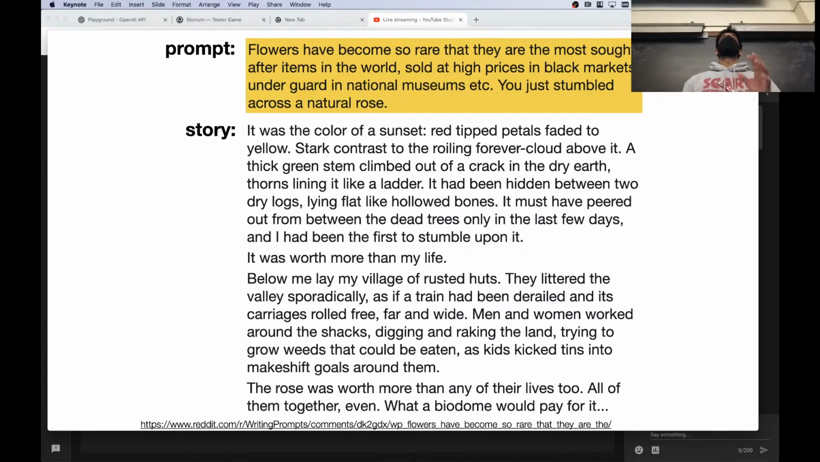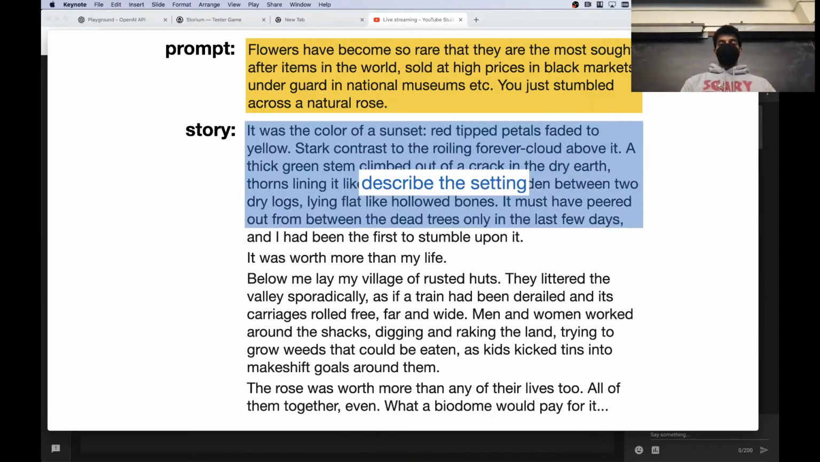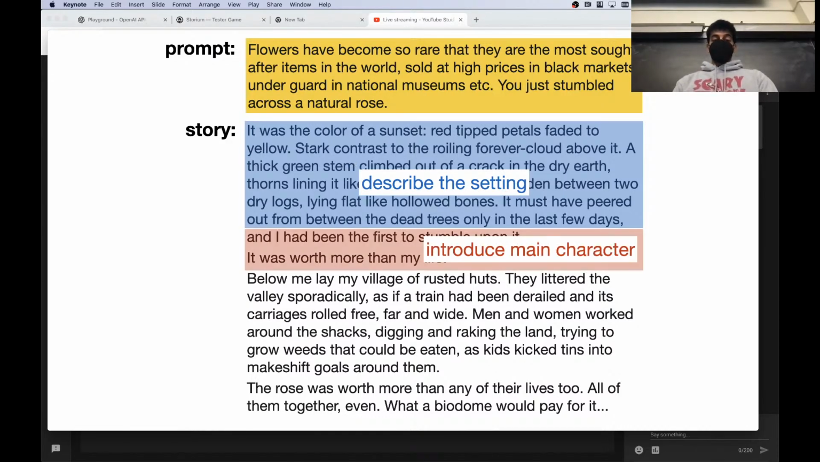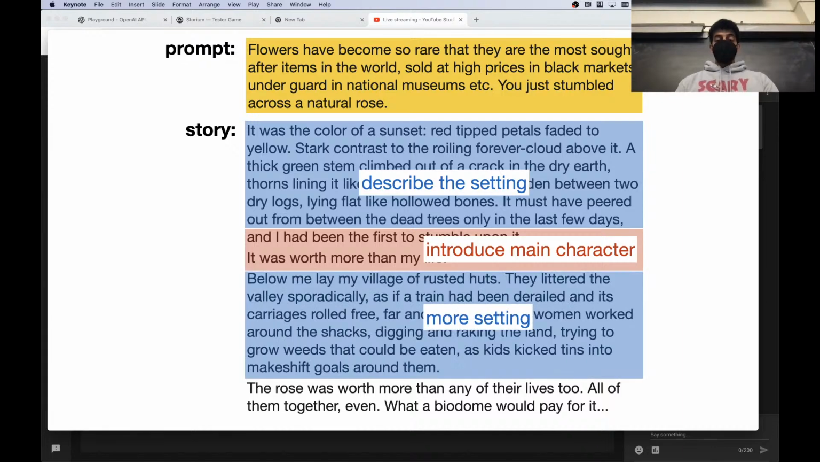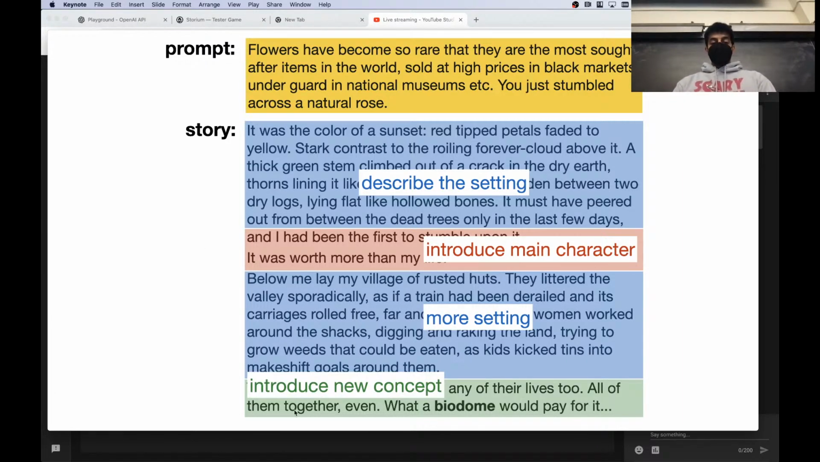And if you actually kind of zoom out and analyze the different components, you can see that it actually includes a lot of the necessary or common elements, at least, of a story, right? It starts out by describing some setting. You have this like desert-like environment where it's very rare to have plants even growing. Then a main character is introduced. This is also a first-person narrator for the rest of the story. There's some more setting and more characters introduced. And then finally, there's some new concept that's introduced, this biodome.